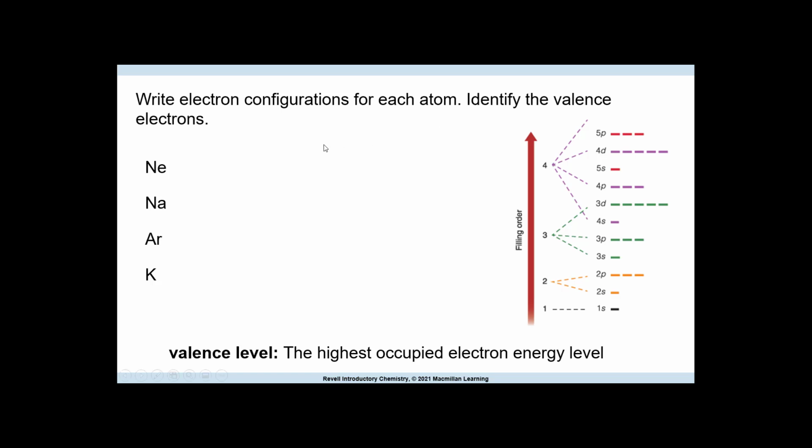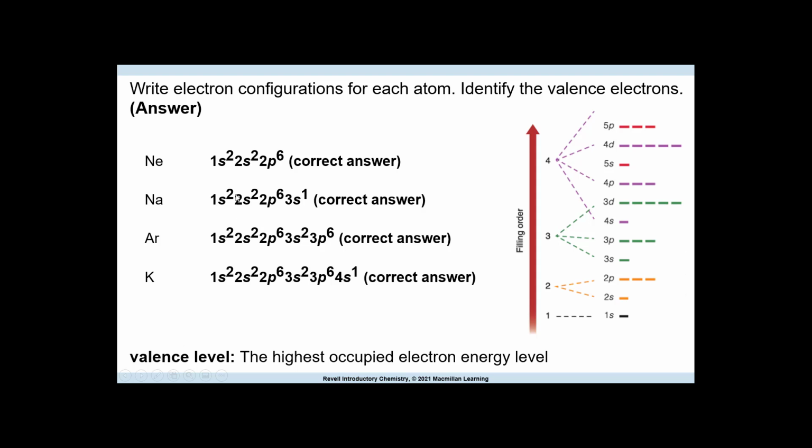Which I purposely didn't put. I've been adding more information on these slides in the past. Not anymore. So you need to know what neon is. You need to know what sodium is, argon, and then you need to write out the electron configuration and then identify the valence electrons.